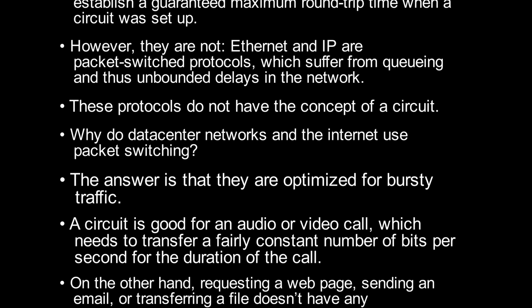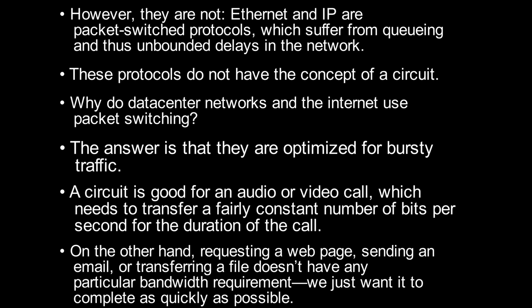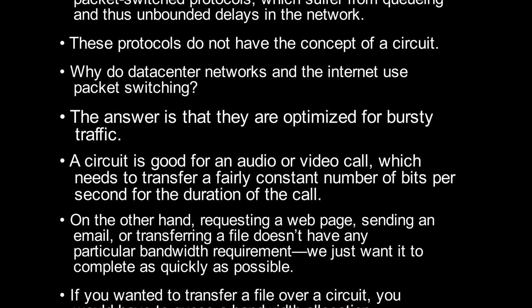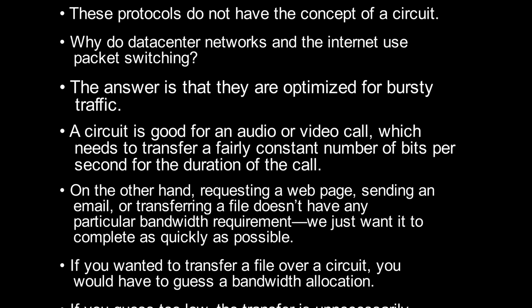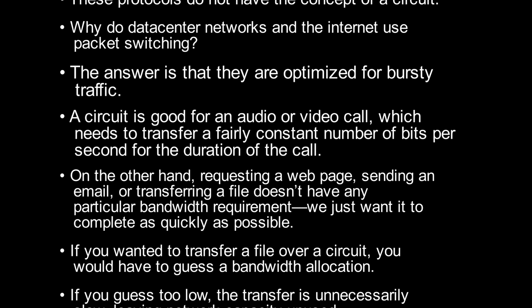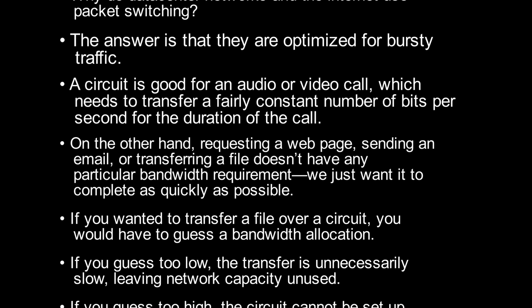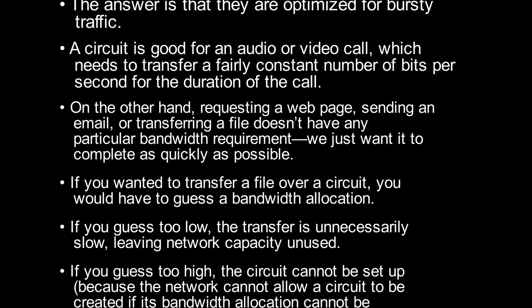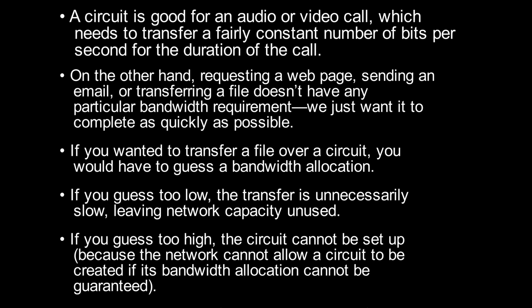A circuit is good for an audio or video call, which needs to transfer a fairly constant number of bits per second for the duration of the call. On the other hand, requesting a web page, sending an email, or transferring a file doesn't have any particular bandwidth requirement. We just want it to complete as quickly as possible. If you wanted to transfer a file over a circuit, you would have to guess a bandwidth allocation. If you guess too low, the transfer is unnecessarily slow, leaving network capacity unused.